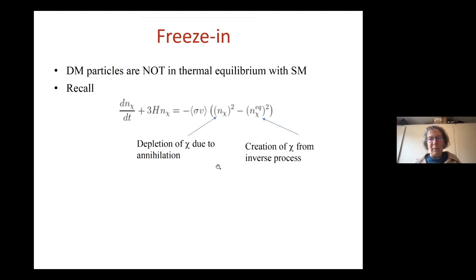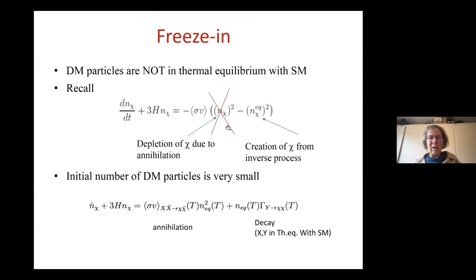mediator. And what happens is that if you look at the normal Boltzmann equation for relict density production, we had two terms. One, which was due to the depletion of dark matter due to annihilation, and one, the creation of dark matter from the inverse process. Well, in the case of freeze-in, this does not happen because you don't have enough dark matter particles. And basically you just have the inverse process where you create dark matter either from scattering or from decay of some other heavier particle in equilibrium with the standard model.